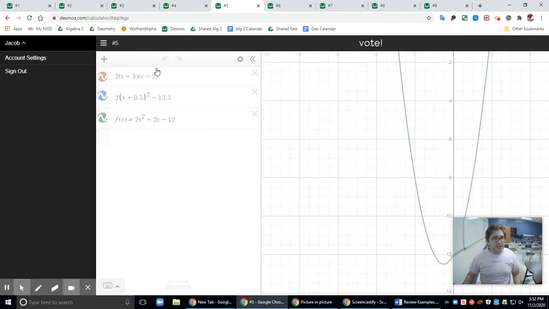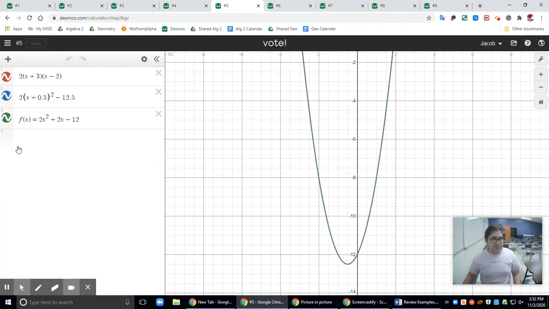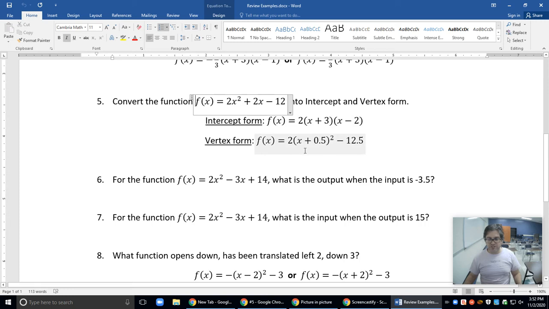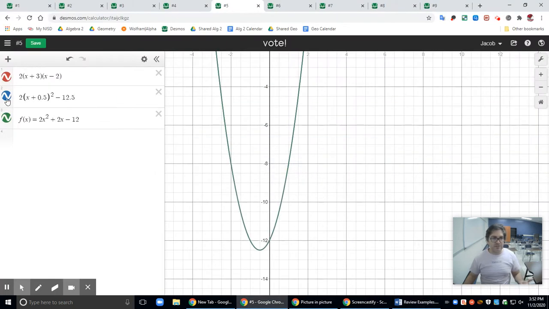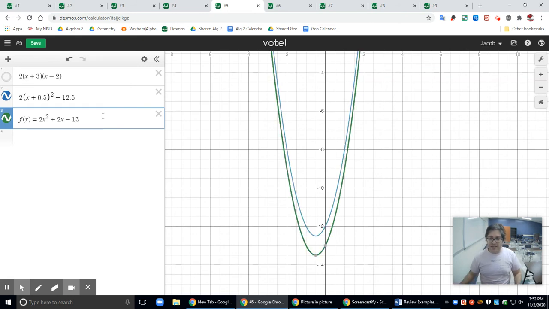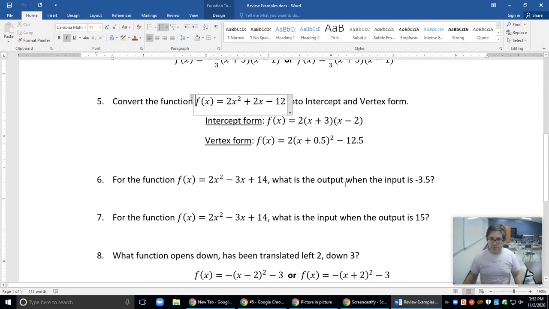So here I have all of these graphed, and look, I only have one graph. So these are in different forms. This one's in intercept form, this one's in vertex form. It doesn't matter the form type, it just matters if it overlaps. So here's the original. Here's the new one. You can see that they're exactly the same. Here's the third graph. It's exactly the same. As long as it overlaps, that's the answer. So if I change one number here, it's not going to overlap anymore, and I know that's the wrong answer. So that's really all you got to look for if you're factoring or converting forms.